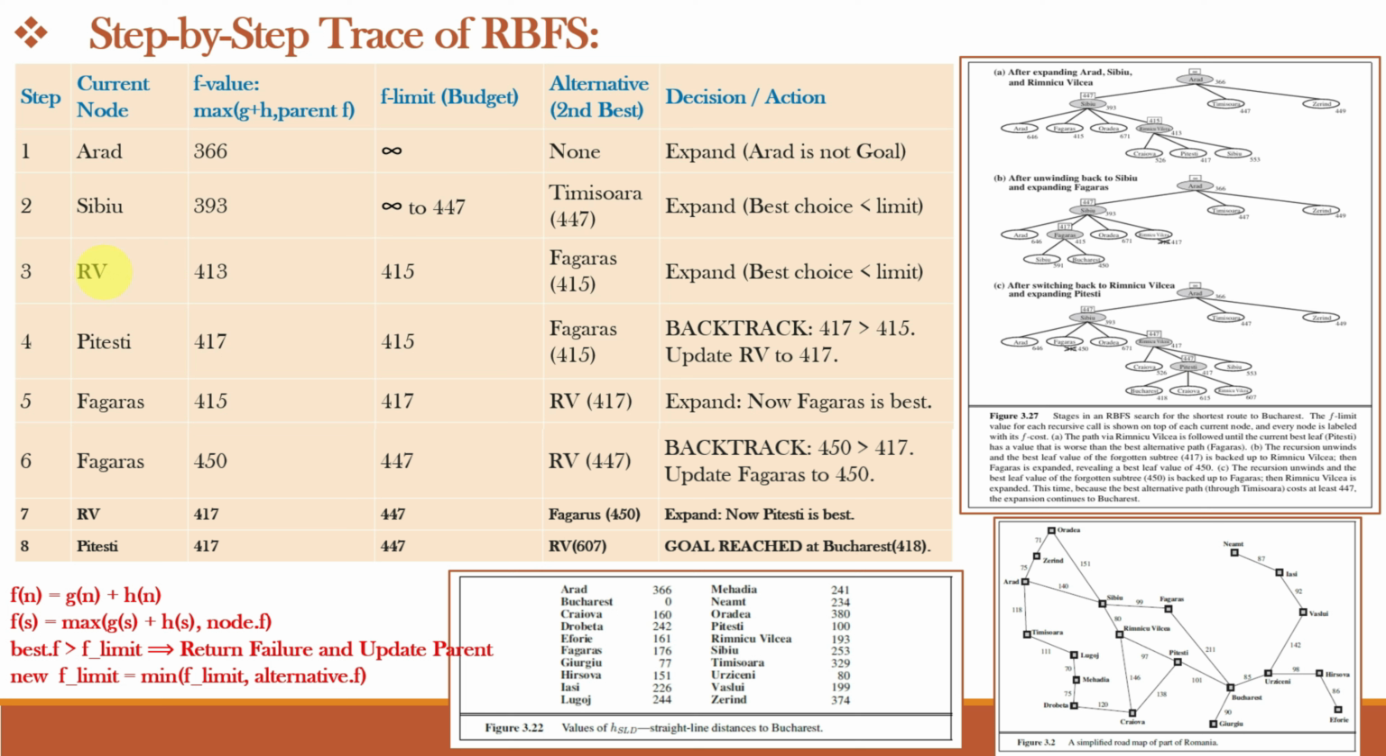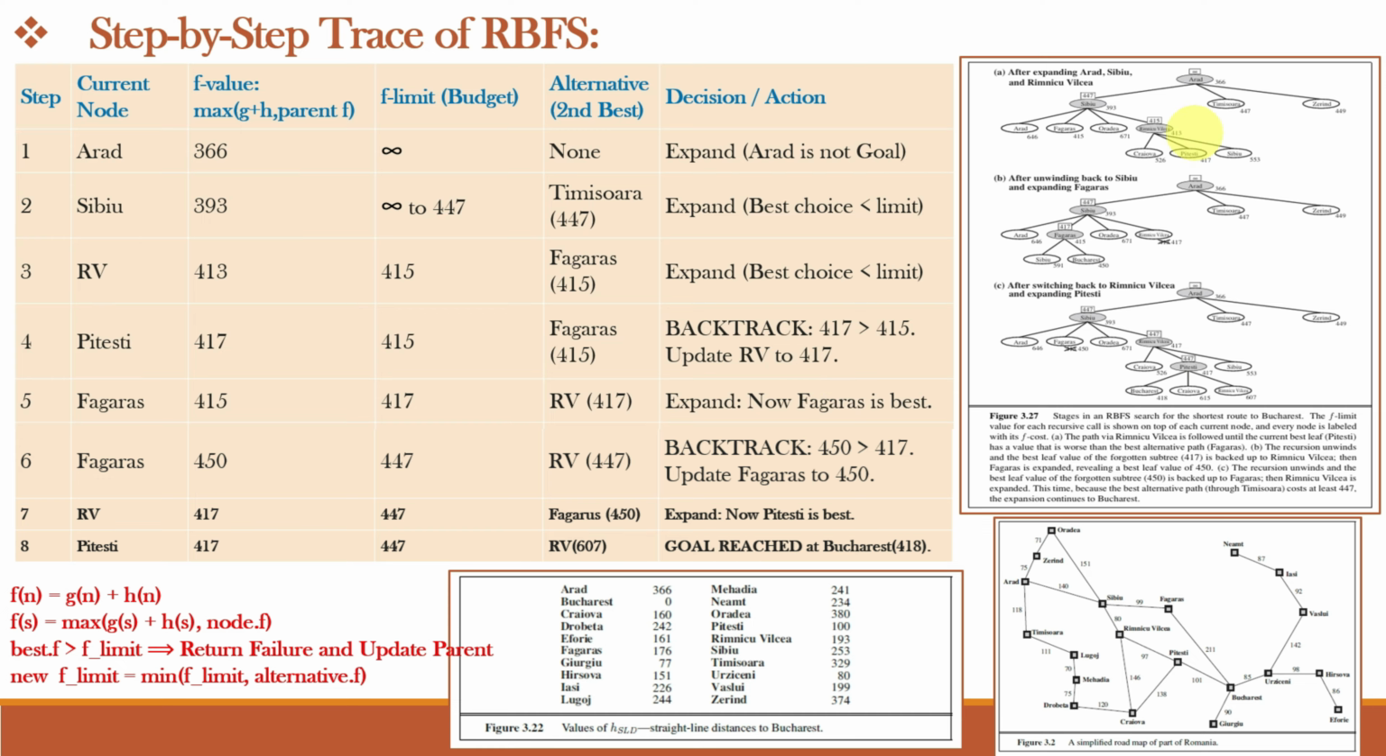Now we check whether Rymnicu Vilcia is our goal node. No. So we go ahead and we expand Rymnicu Vilcia. So from Rymnicu Vilcia we can go to CBU, Pitești or Craiova. So here it is written, and fs is calculated for these cities. Next formula is best dot f is greater than f limit. So best of these 3 cities is Pitești, that is 417. So is 417 greater than 415? Yes. So it returns a failure and updates the parent f value to 417.